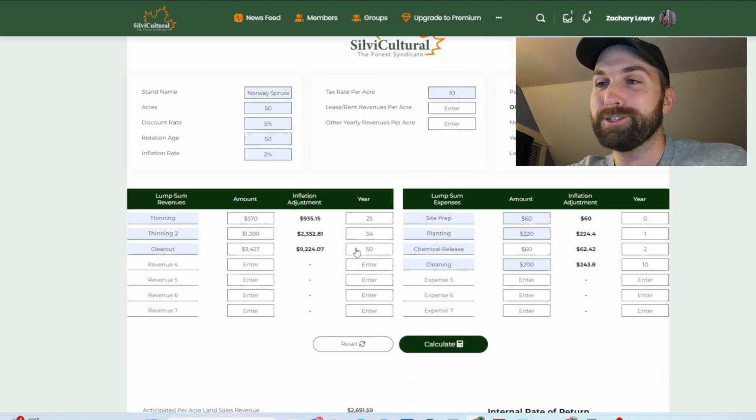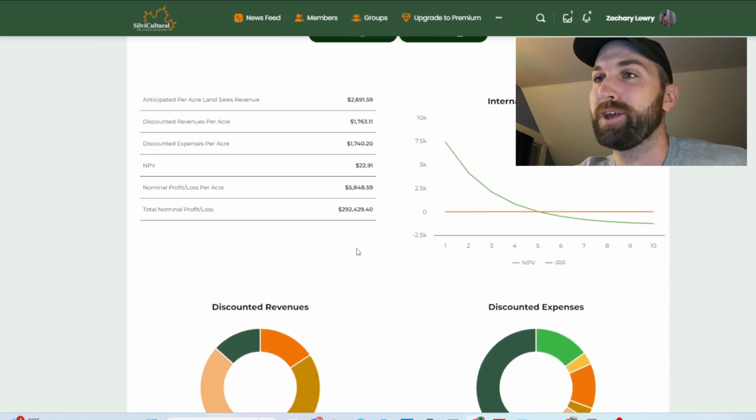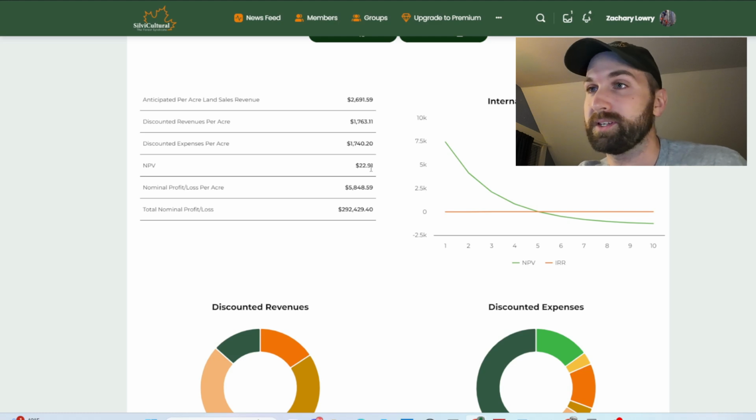All right, so if we scroll down here, we see a bunch of numbers. Now, what do they mean? So first off, our net present value is $22.91 per acre. So what is that telling us? That means, because it's a positive number, that means relative to the alternative use of capital, this represents a profitable endeavor. This is better than the alternative.